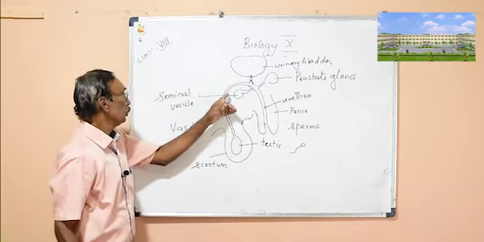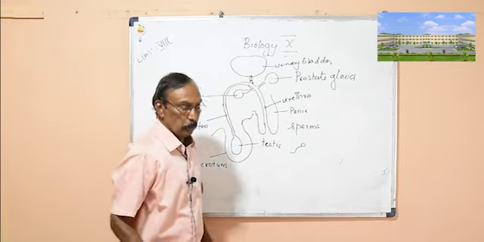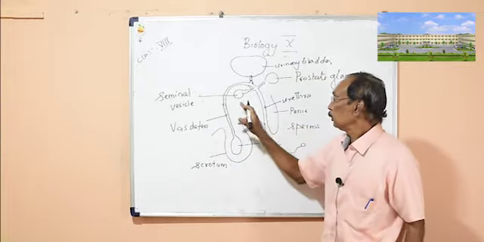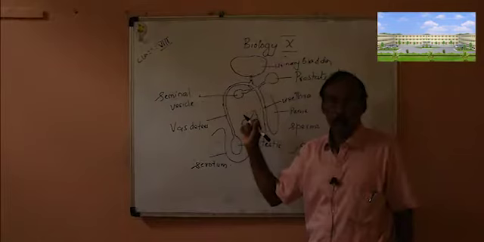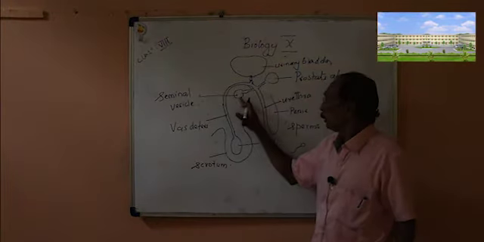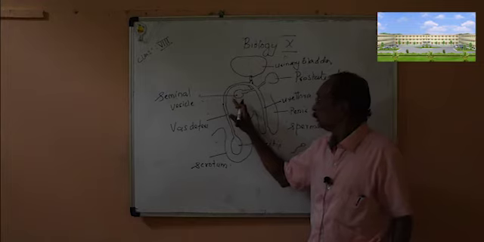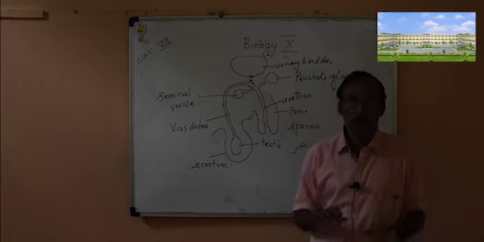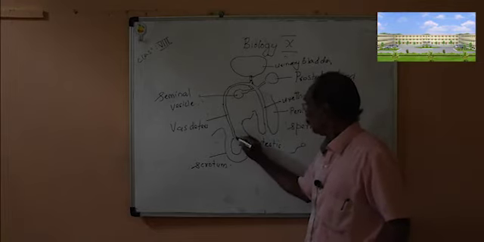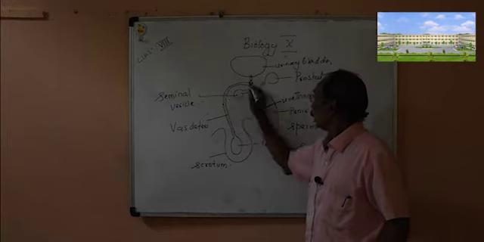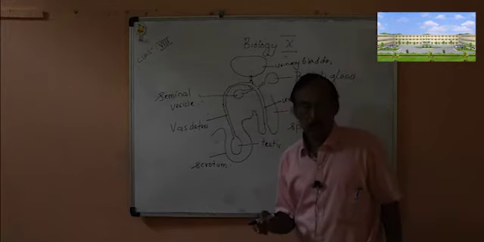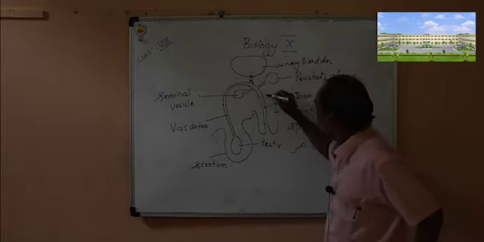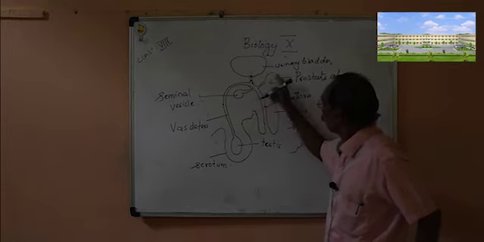Then what is the function of the seminal vesicle and prostate gland? They produce some secretions, like our saliva is produced. The secretions of both the prostate and the seminal vesicle will mix with the sperm produced inside the testis. When the sperm comes out, it comes out with these secretions also.